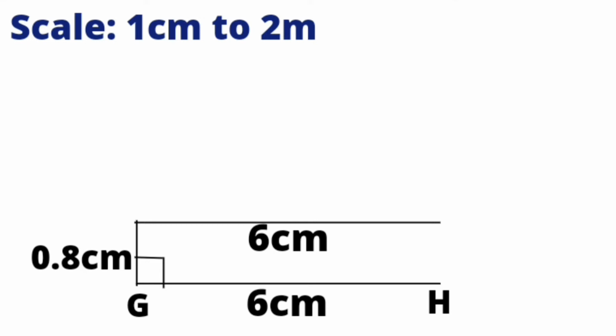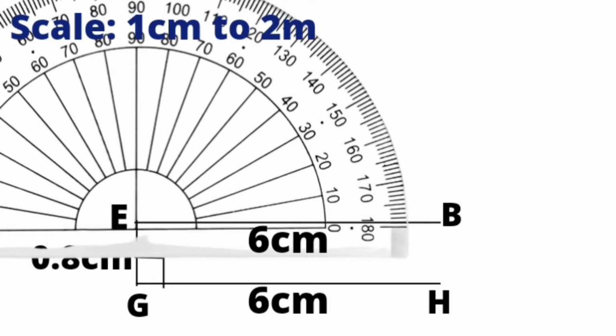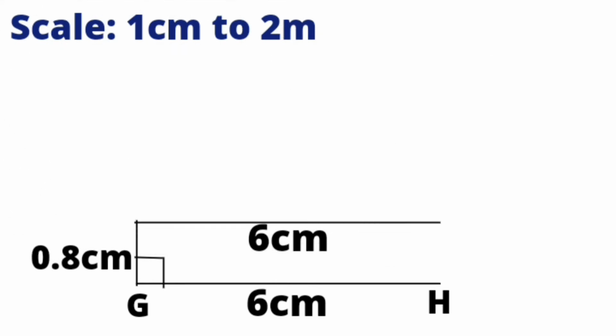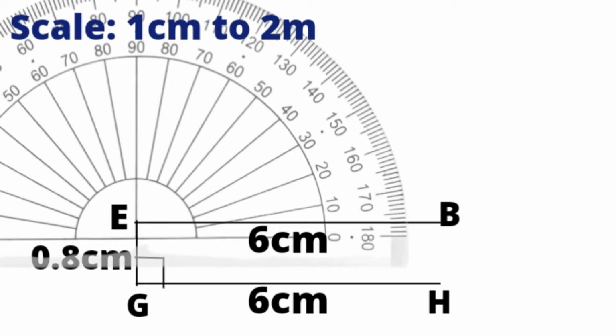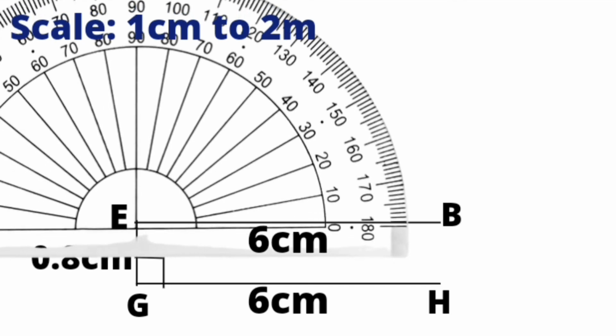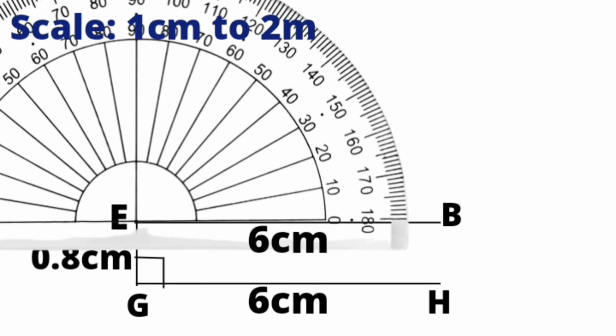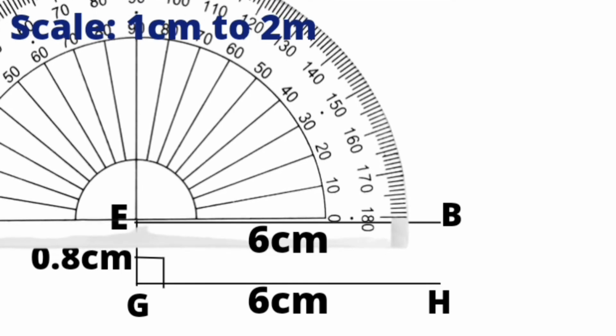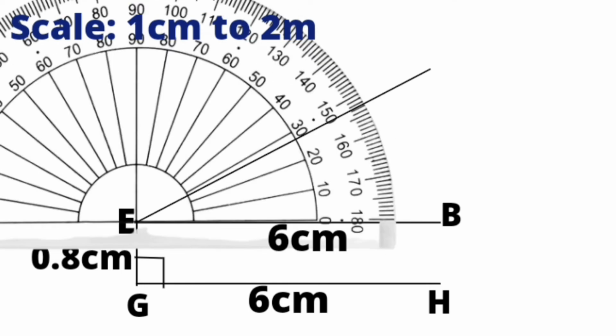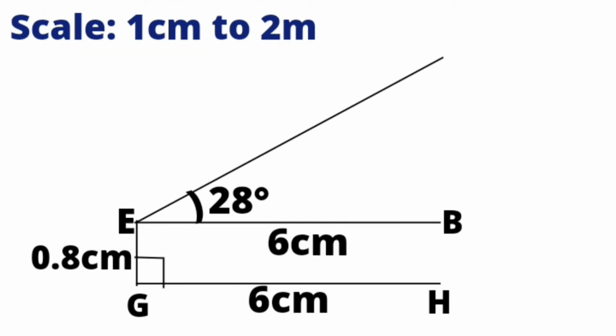Good, you're doing well. Let's go ahead and measure the angle of elevation, which is 28 degrees. So take your protractor and let's do so. Have you done so? While you do so, you can label these points line EB. Now, if you measure 28 degrees, your line will exactly be at this point. This is our 28 degrees.